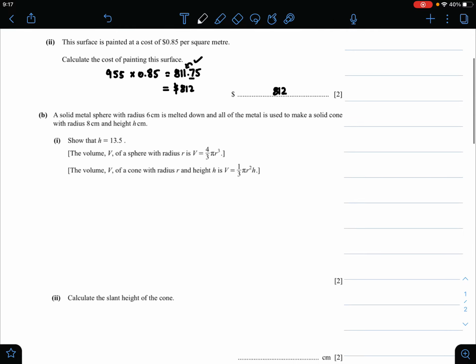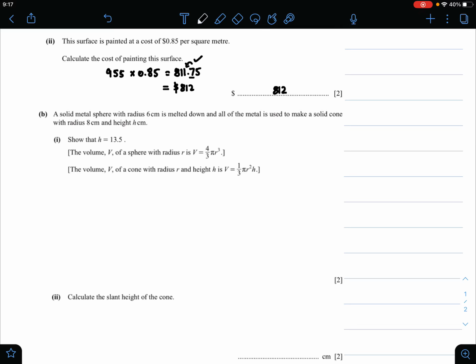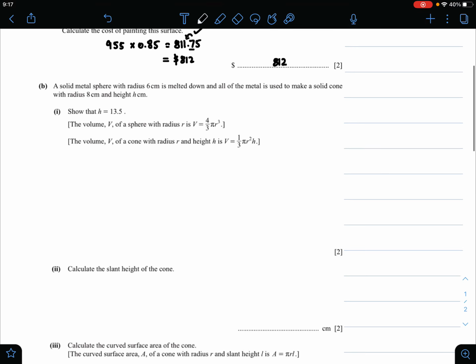Now let's move to part B1, where they are asking us to find the value of H and to show that it equals 13.5. Since they are telling us that they melt a solid metal sphere and make a solid cone out of that sphere, the two volumes would be the same.